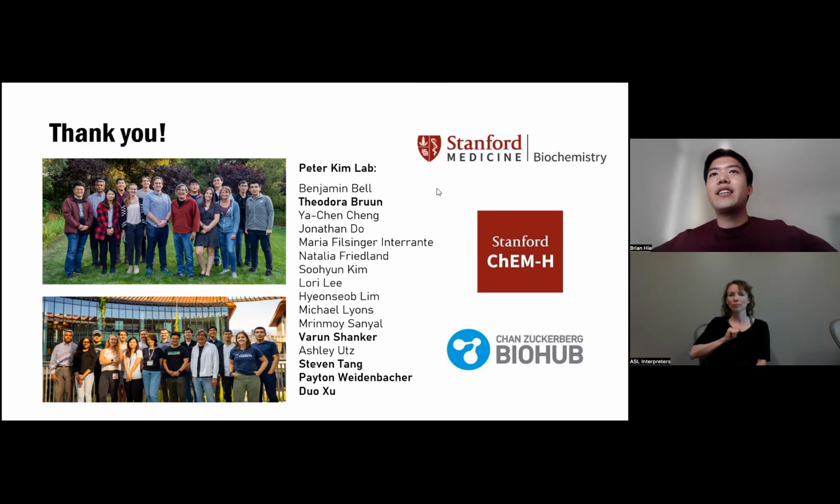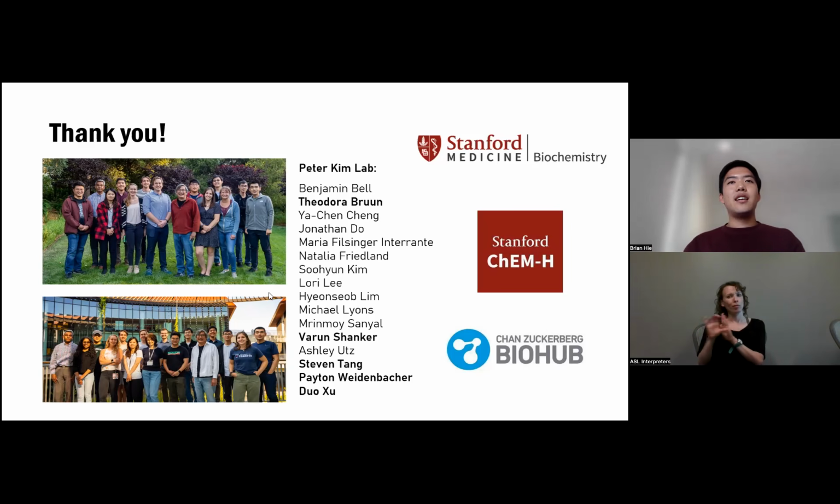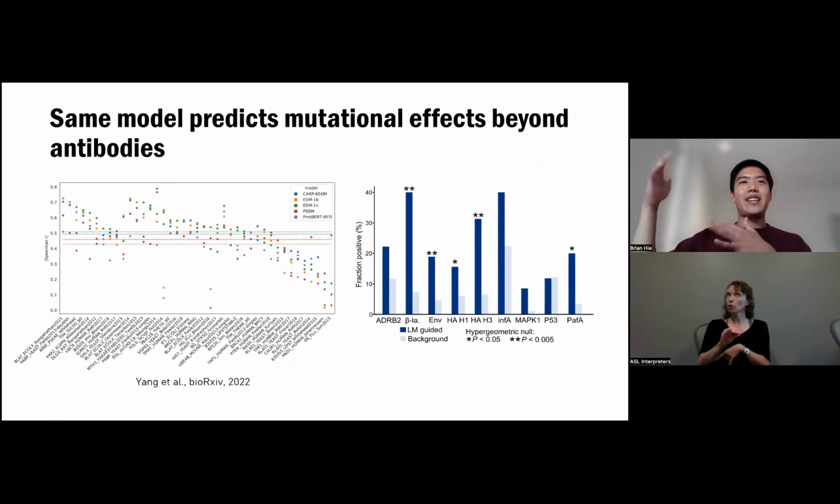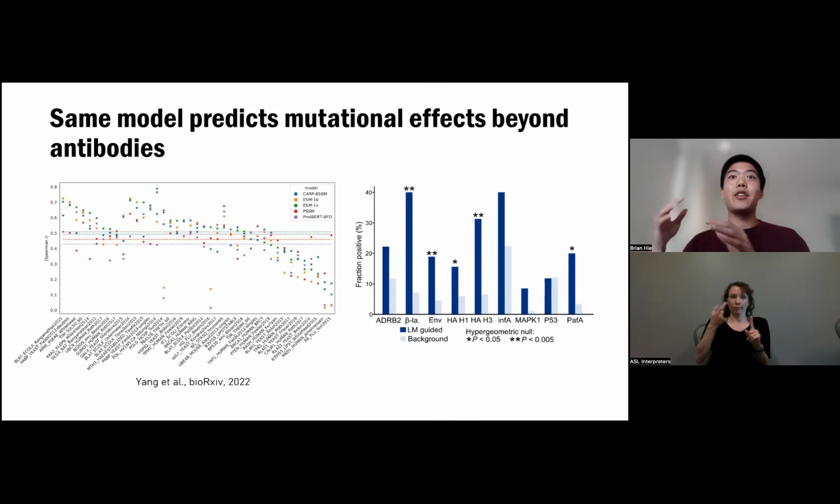So Mark's asking, can you elaborate on why the model works for proteins with different fitness criteria than antibodies? Yeah, so it's related to what people have been seeing in the literature already, that these likelihoods are correlated with fitness values that are specific in these mutational scanning data sets.